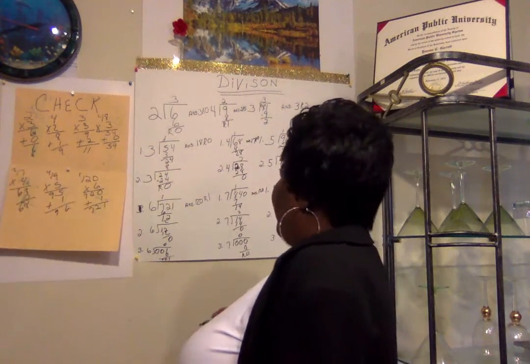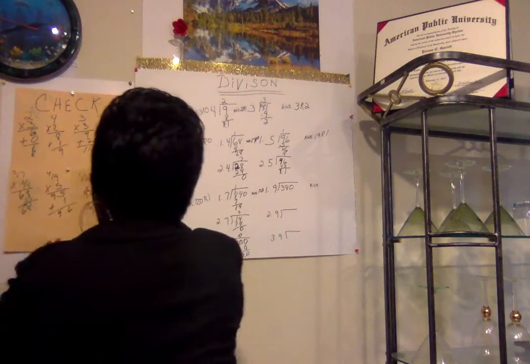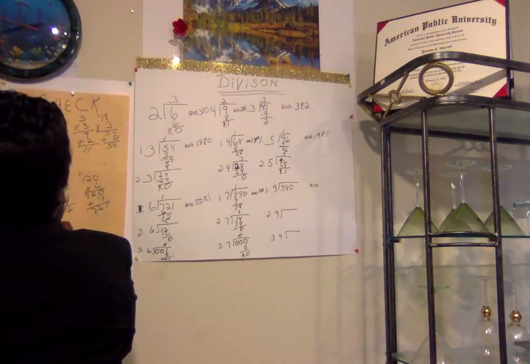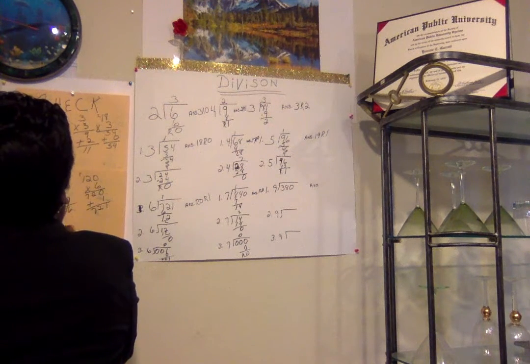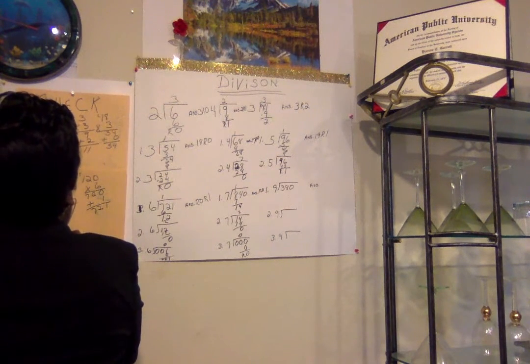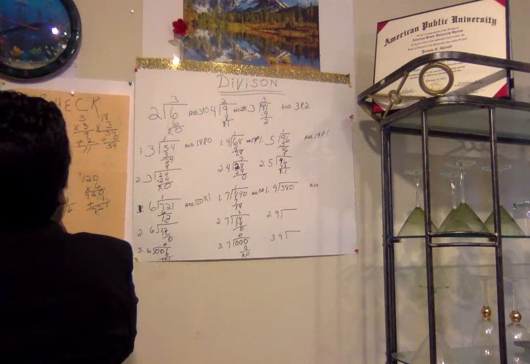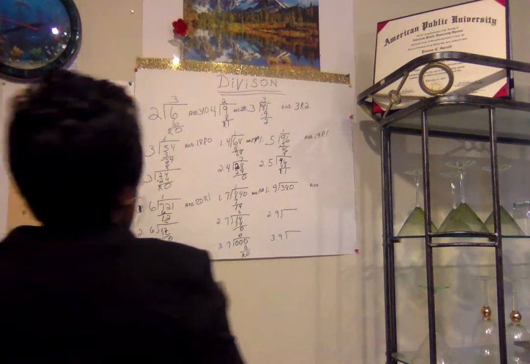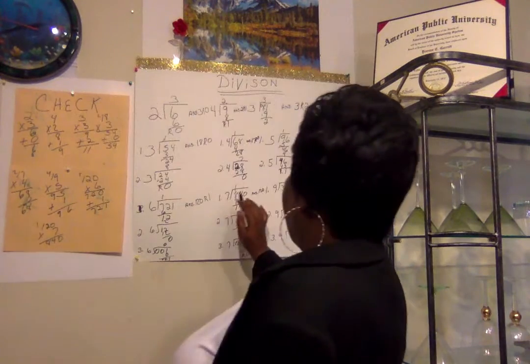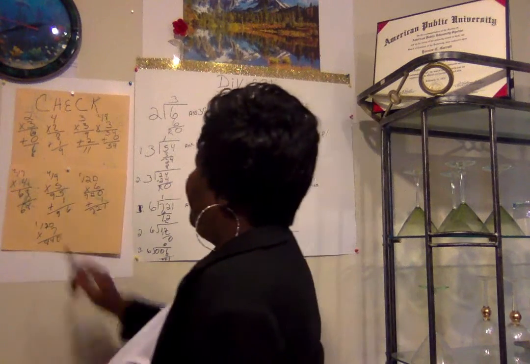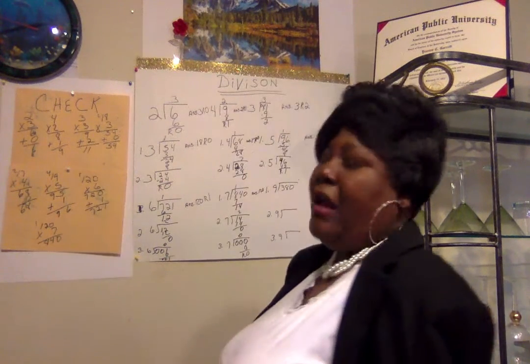So your answer is what? 120. Let's go over here and check. 120 times 7. 7 times 0 is 0. 7 times 2 is 14. 7 times 1 is 7 plus 1 is 8. 840. And the number that you divided 7 into was 840. So therefore you know your answer is correct. Moving on.